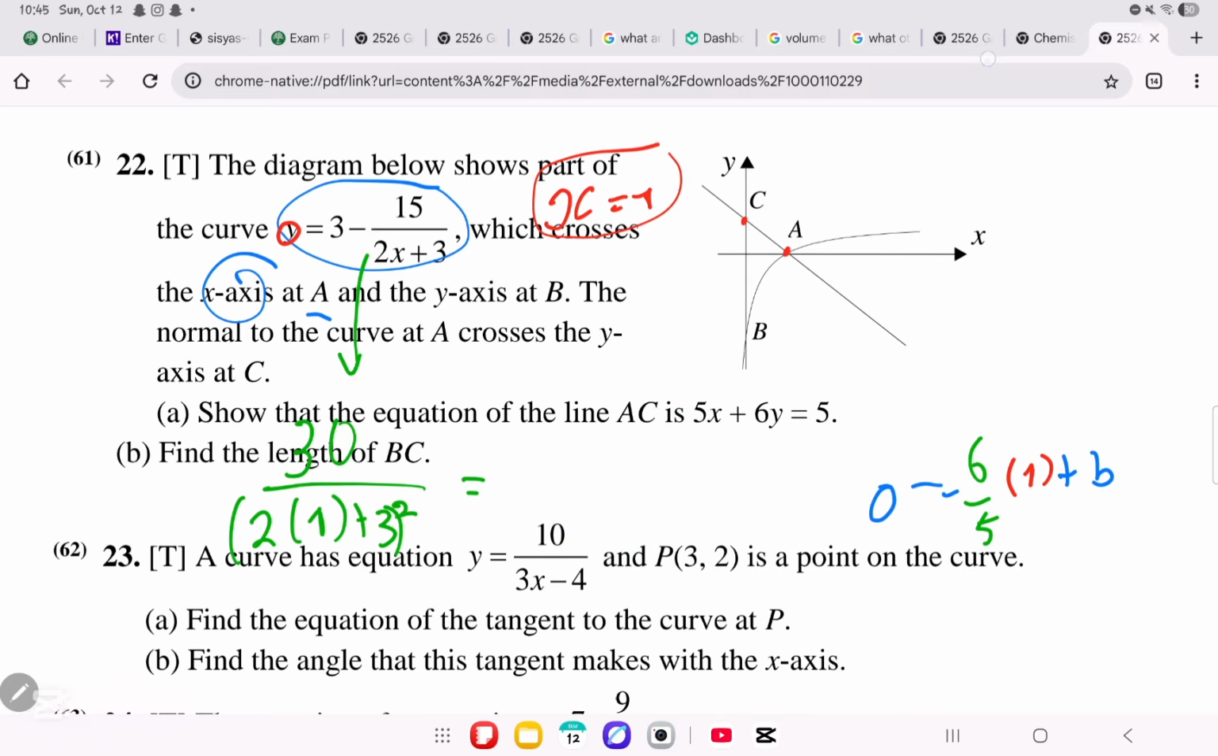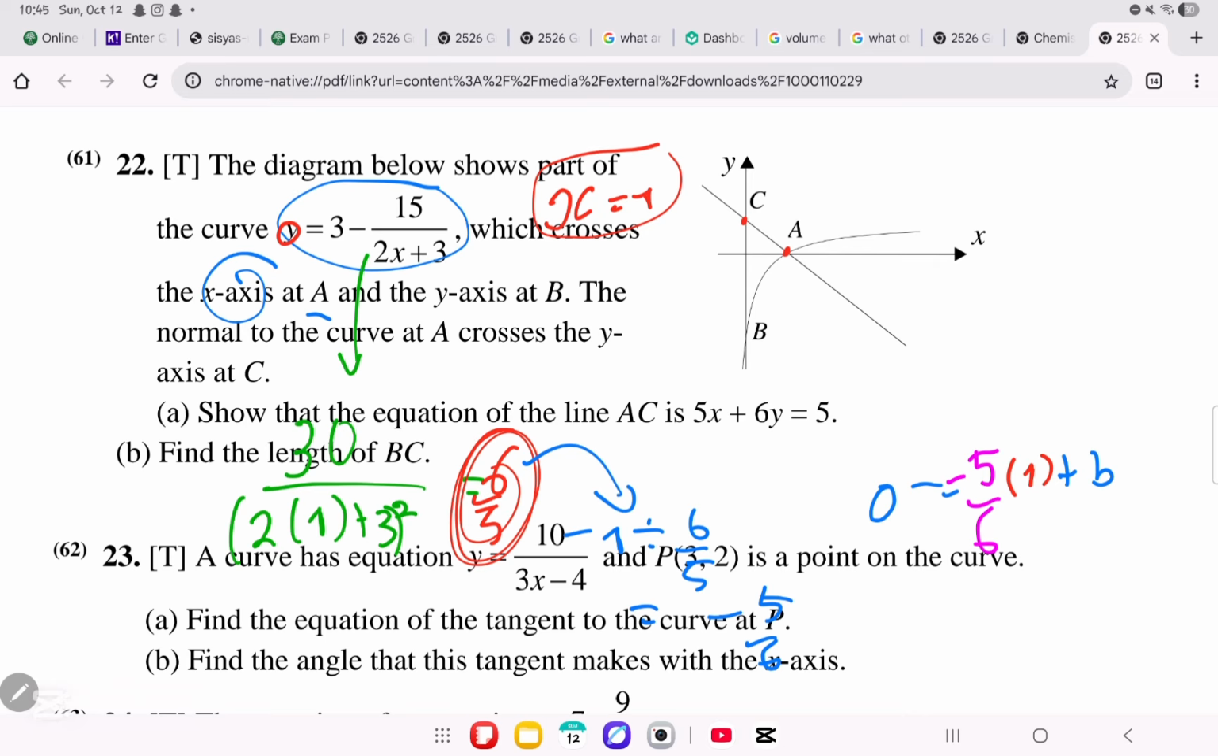Now we can find the value of b. 0 is equal to 6 over 5 times 1. That means b is... oh, sorry, my bad. The 6 over 5 is for the tangent. Now, how do you get the normal? You're going to do minus 1 divided by 6 over 5. So that's going to be minus 5 over 6. So now the slope is minus 5 over 6.